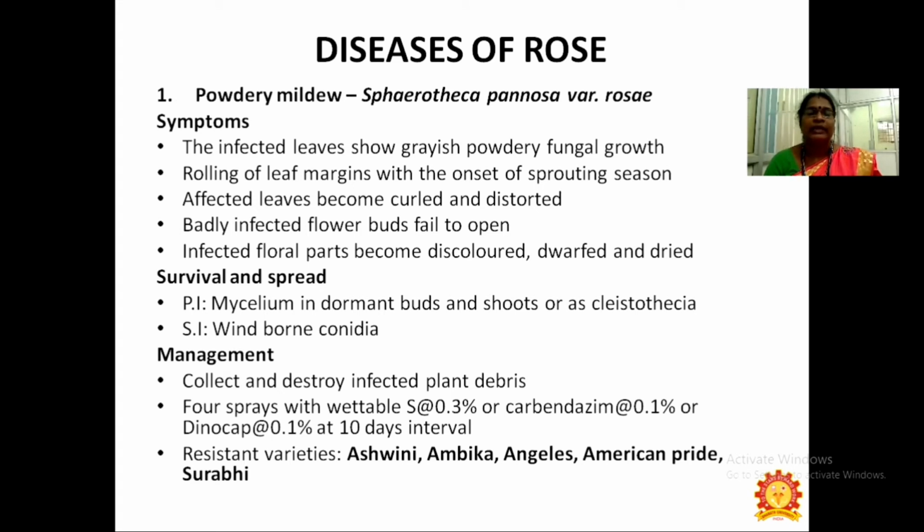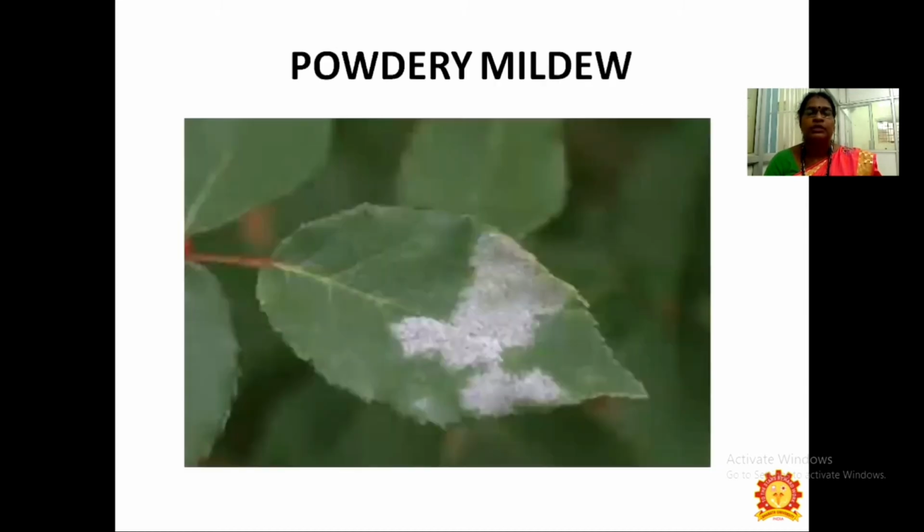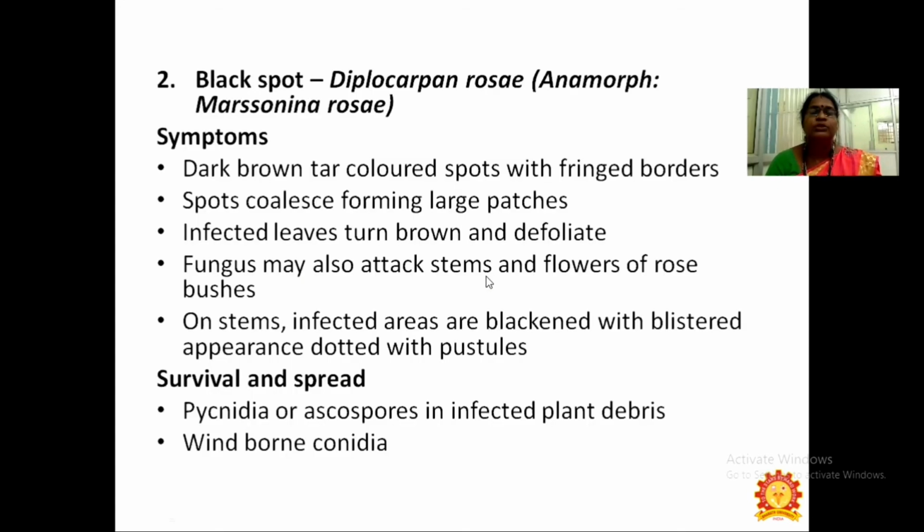So resistant varieties can be used: Ashwini, Ambika, Angels, American Pride, and Surbi. So these are all the resistant varieties of the powdery mildew of rose. So this is the symptom shown in the picture, where you can see a white colored powdery mass on the upper surface of the leaf. So second important disease is black spot, which is caused by Diplocarpon rosae.